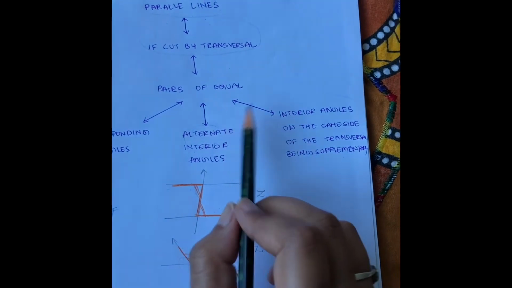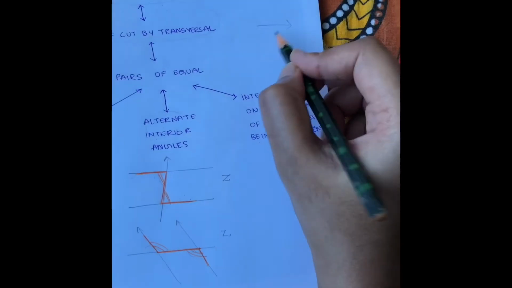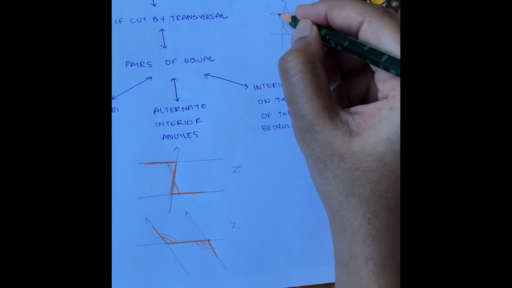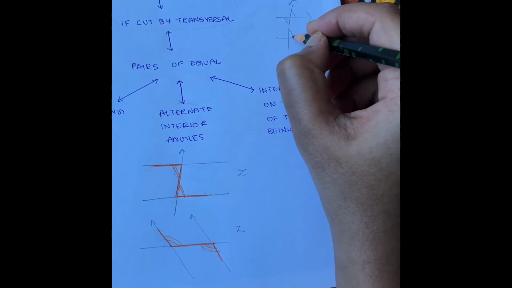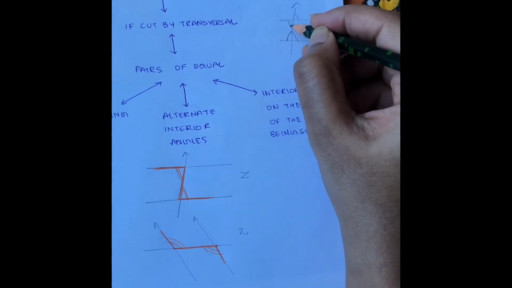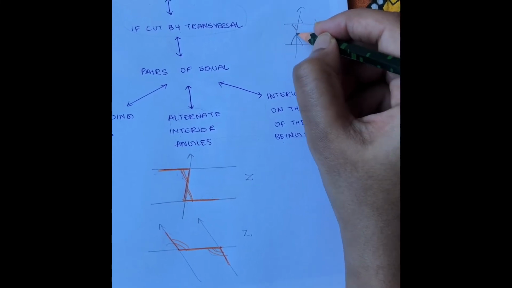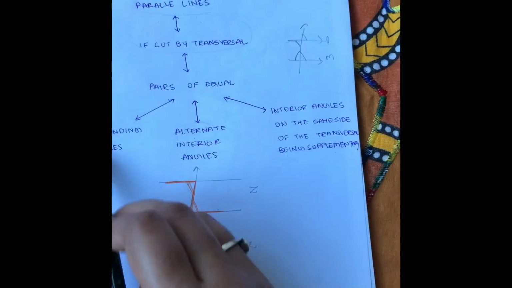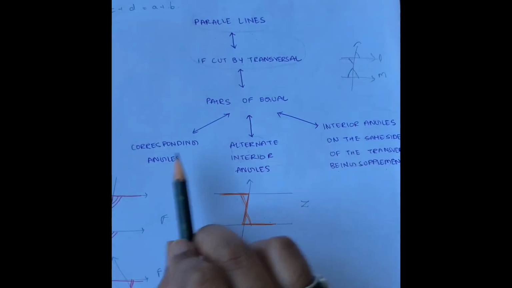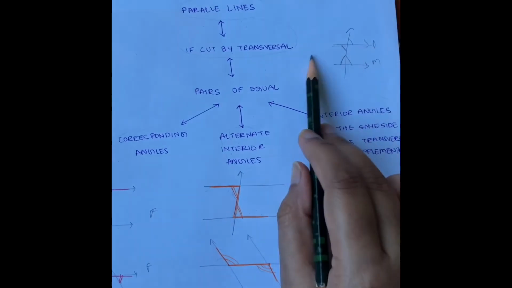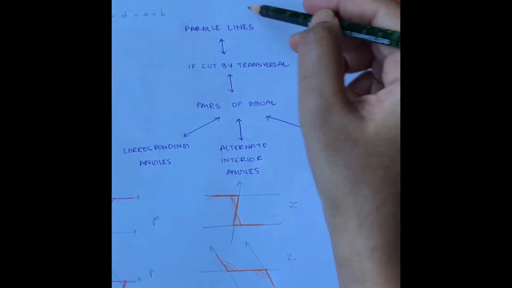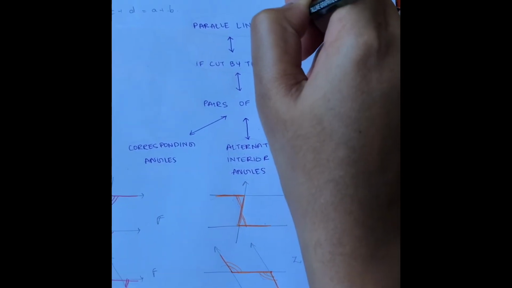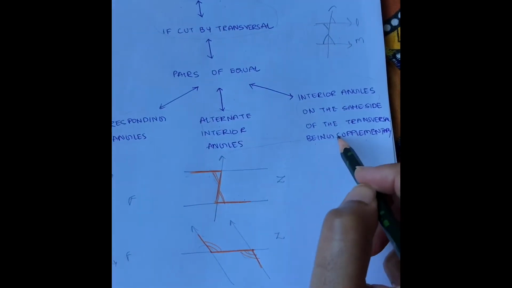that if there are two lines and if there is a transversal, if the corresponding angles are equal, or if the pair of alternate interior angles are equal, or if the interior angles on the same side of the transversal are supplementary, then these two lines are parallel. So using any of these results, we will be able to prove that two lines are parallel. So there is a top to down approach and a bottom to up approach to prove lines are parallel, or using parallel lines we can prove these results.